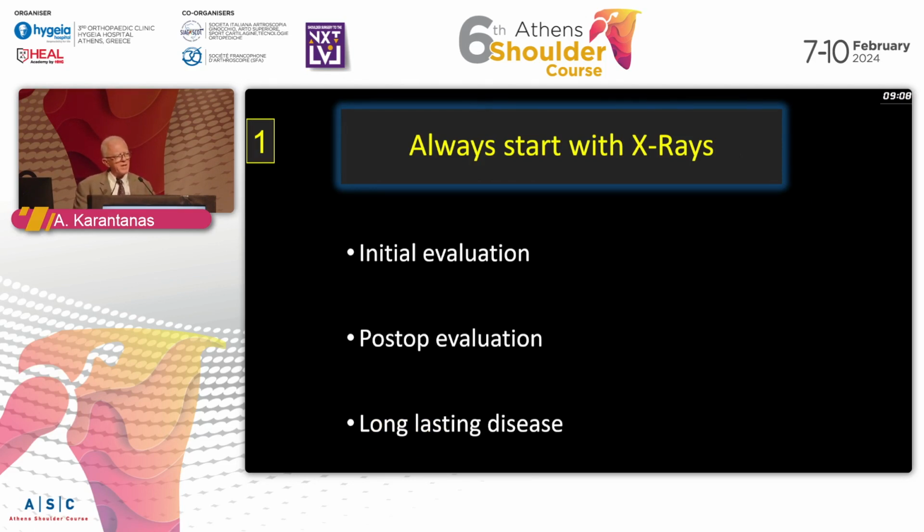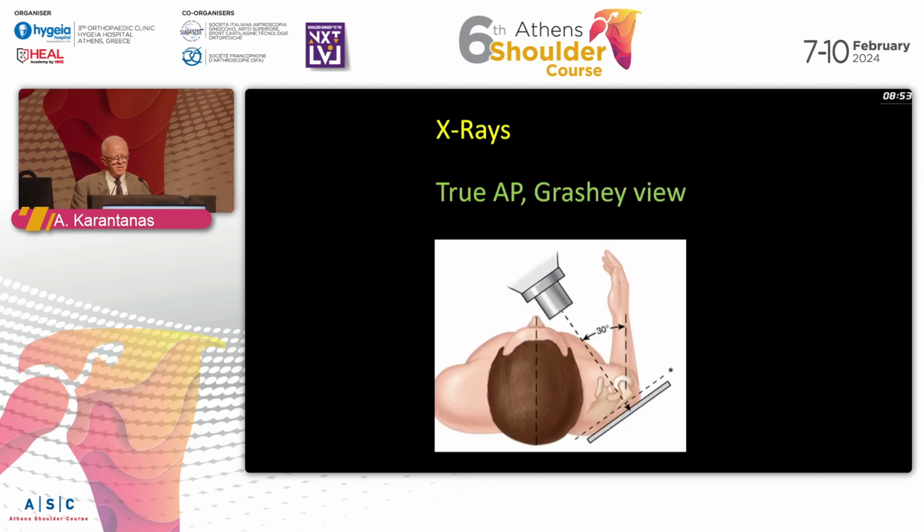Plain radiographs provide a global assessment of the shoulder, not only of the glenohumeral joint. They are also useful in the postoperative evaluation, and sequential radiographs are very useful also in long-lasting rotator cuff disease. If you need to use just a single view, the most valuable one is the true AP or Grashey view, where, as you can see, the patient has the back against the X-ray detector, and the thorax is rotated about 30 to 40 degrees with respect to the painful shoulder.